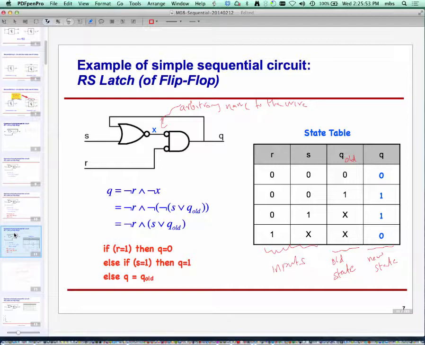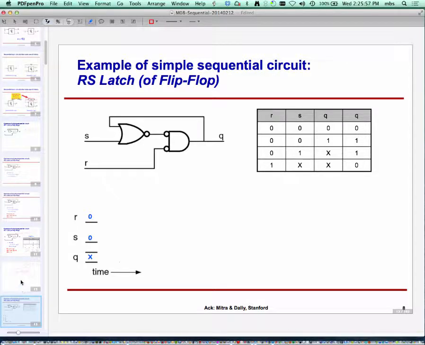Okay, so this is kind of the simplest of the memory-oriented circuits. Let's see how it would play out with some particular scenario. Let's say we start out with R equal to 0, S equal to 0, and Q had some arbitrary unknown value. It's either 0 or 1, but we don't know what it is.